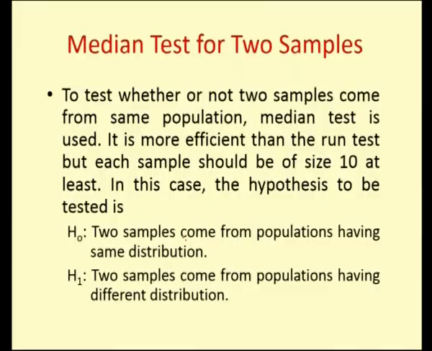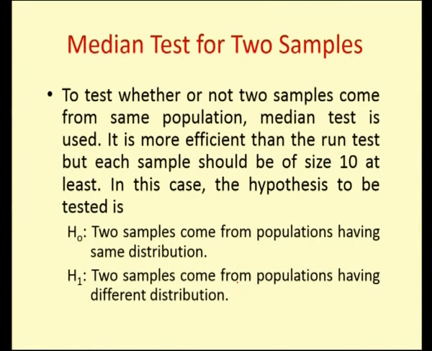So next let us move to the next test, namely the median test for 2 samples. Here we have to check whether or not 2 samples come from the same population. So the median test is used. This test is more efficient than the run test, and you have to have a sample size of 10 at least. In this case, H0 is that the samples come from populations having the same distribution. H1 is that the samples come from populations having different distributions.